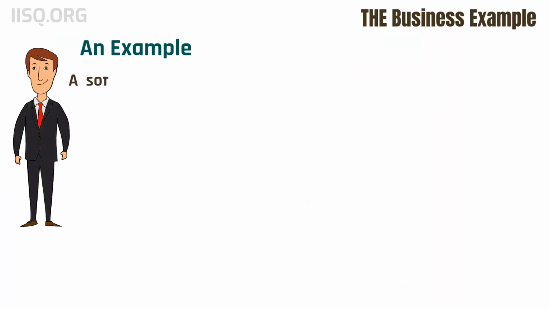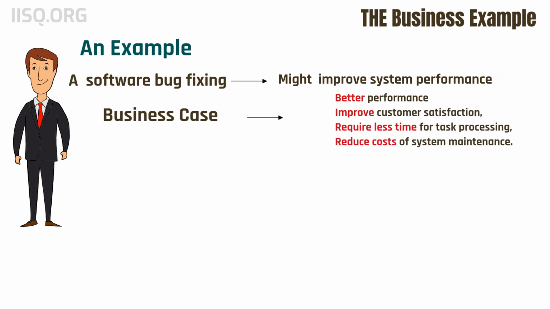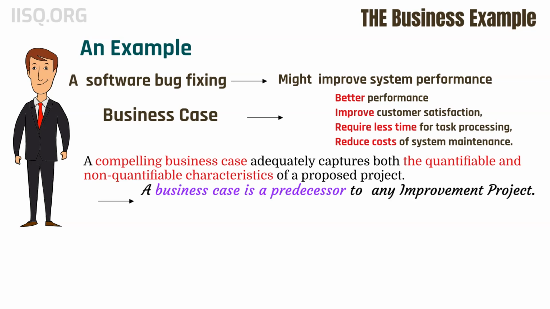Take an example of a software bug fixing problem. This might improve system performance, but the business case is that better performance would improve customer satisfaction, require less task processing time, or reduce system maintenance costs. A compelling business case adequately captures both the quantifiable and non-quantifiable characteristics of a proposed project. Thus, a business case is a predecessor to any improvement project.